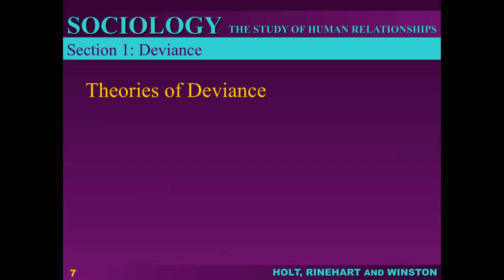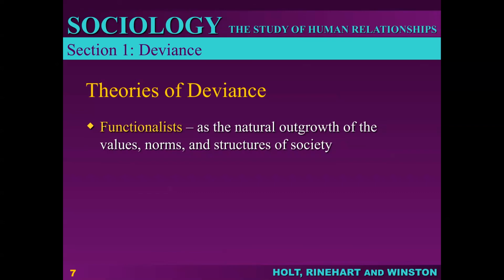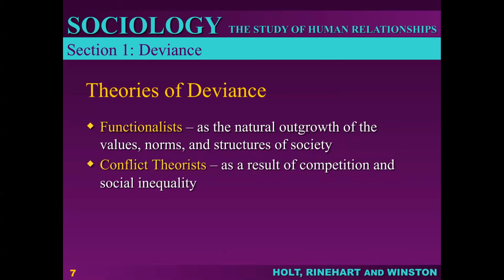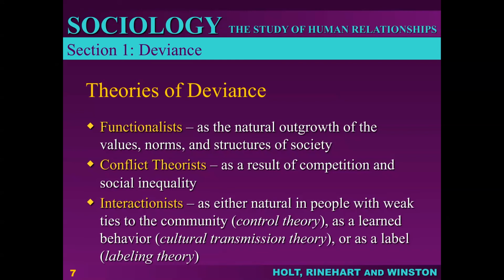The theory of deviance. There are three different perspectives. The functionalist perspective sees deviance as the natural outgrowth of the values, norms, and structures of society. The conflict theorist sees deviance as a result of competition and social inequality. The interactionists see deviance as either natural in people with weak ties to the community, otherwise known as the control theory. They also may see deviance as a learned behavior, which would be the cultural transmission theory, or they may see it as being labeled, and that would fit with the labeling theory.